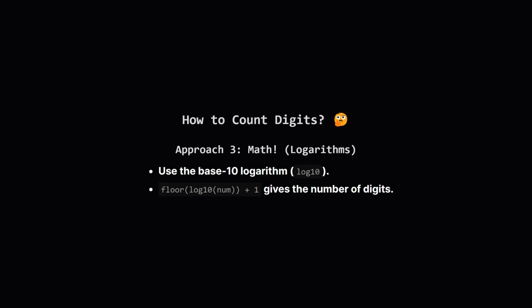Here's another math trick, a bit more advanced but quite elegant. It uses logarithms, specifically the base 10 logarithm. There's a neat property. If you take the base 10 logarithm of a positive number, take the floor of that result, which means just chop off the decimal part, keeping the whole number, and then add 1, you get the exact number of digits. For example, log base 10 of 7,896 is about 3.89. The floor is 3. Add 1, and you get 4. Magic. Well, math magic. So we can use this formula to find the digit count directly.